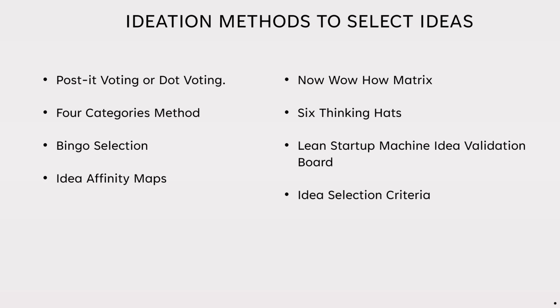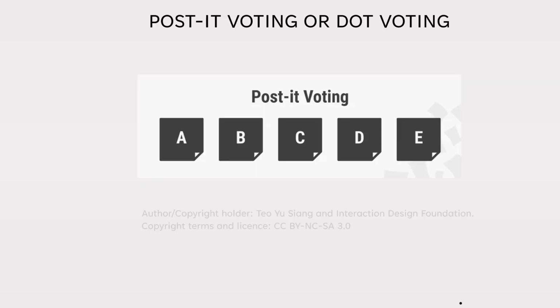For example, post-it voting or dot voting, four categories method, bingo selection, idea affinity maps, now-wow-how matrix, six thinking hats, lean startup machine idea validation board, and idea selection criteria. Let's look at some of the methods in a little more detail.